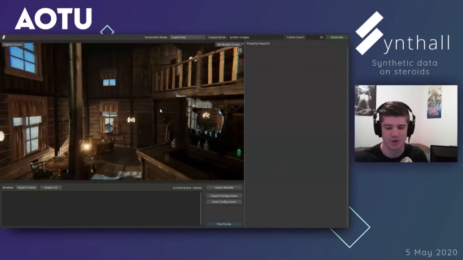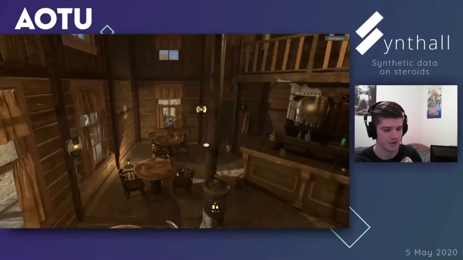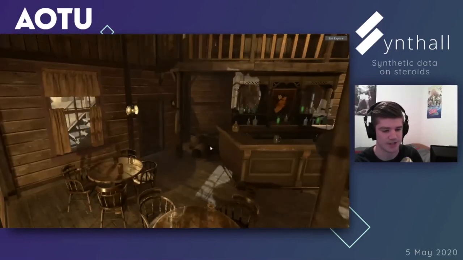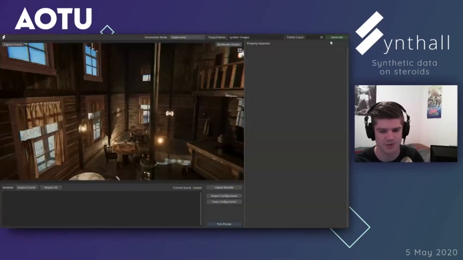So this is what we call the scene module, and we can tell what it is by what's loaded. I don't know if you guys can see this here on the screen, but it says current scene is saloon. That tells me what module I have loaded. And we can click test frame to kind of check out what this environment looks like. We also have the ability to sort of explore and go around if you wanted to check out different areas to see what kind of information you're getting here, just for debugging purposes. So it's great. We have a scene module there.